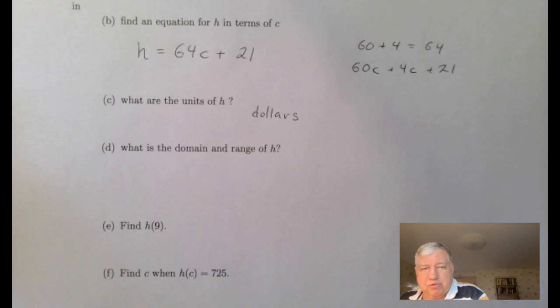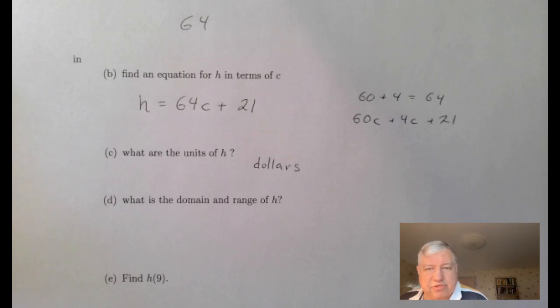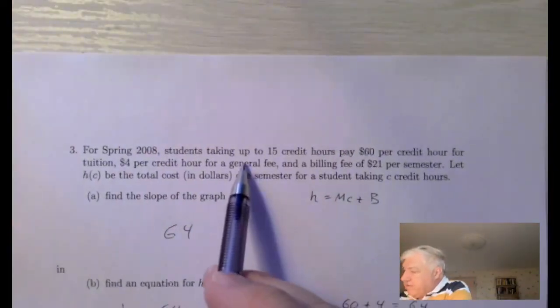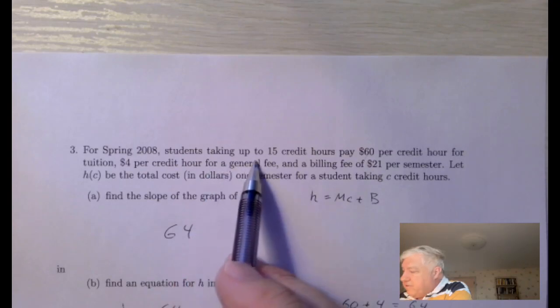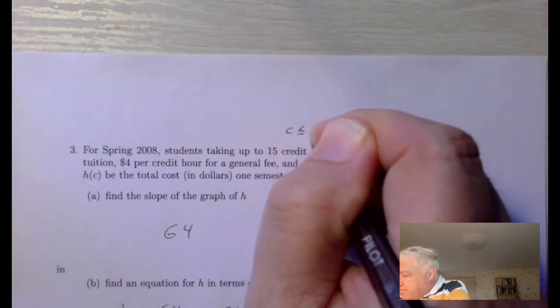Now, this might seem a little strange because we usually define the domain as the set of all possible inputs, and the range is the set of all possible outputs of a function. And if we just strictly looked at this, well, we can certainly plug in anything we want for C. So the domain, you think it should be all real numbers, but we're talking about the context of a problem, in the context of C representing the number of credit hours. And from above, we're assuming that the student is taking up to 15 credit hours. So C is bounded by 15.